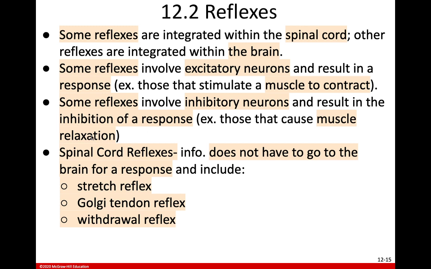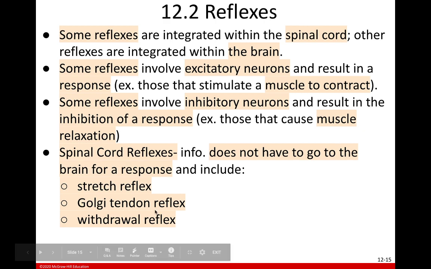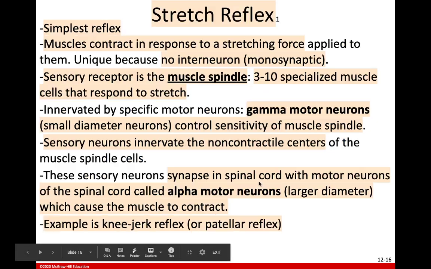So again, these spinal cord reflexes that we're going to be talking about, because we're looking at the spinal cord and somatic nerves here. We will look more at brain and cranial nerves in another chapter, and there we will talk about reflexes that are integrated in the brain. But for these spinal cord reflexes, the information does not have to go to the brain to determine the response. The response is determined in the spinal cord. The three that we're going to look at are the stretch reflex, the Golgi tendon reflex, and the withdrawal reflex.